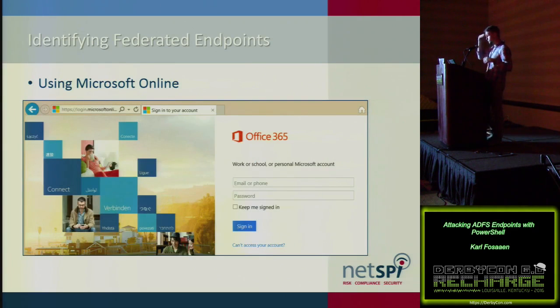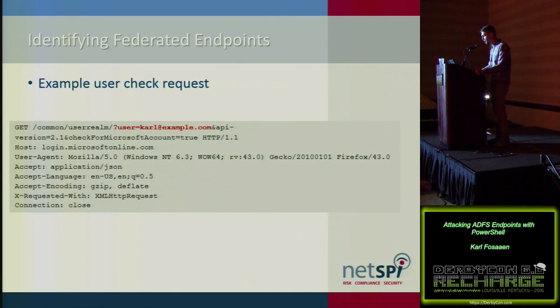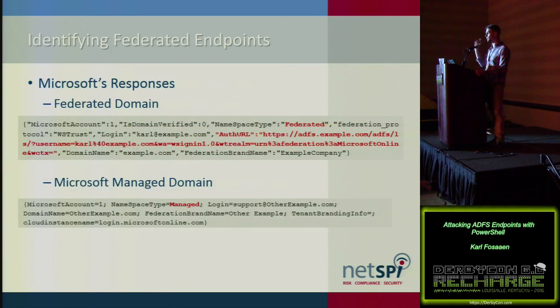So when I said you can just go to Microsoft to ask for federation info, it's pretty simple. If you go out to login.microsoftonline.com or portal.azure.com or portal.office.com, any of those, you're going to be prompted by a login prompt to log into whatever service you're going to. So here we see Office 365. If you put an email address into the email or phone box, it sends out this request. You can see here that I sent out the request for Karl@example.com, and it just makes a simple GET request. And Microsoft's going to have one of two responses.